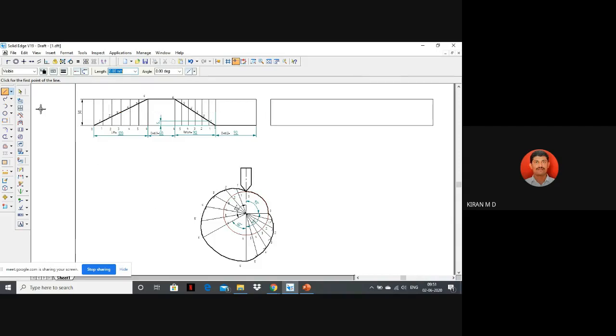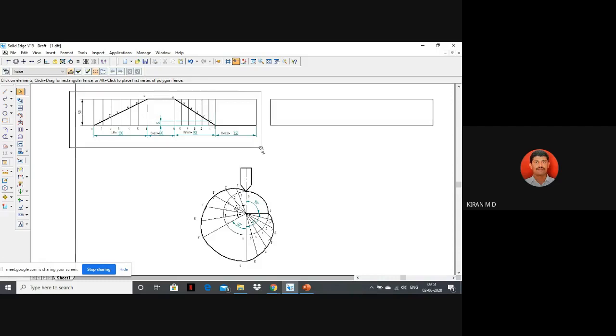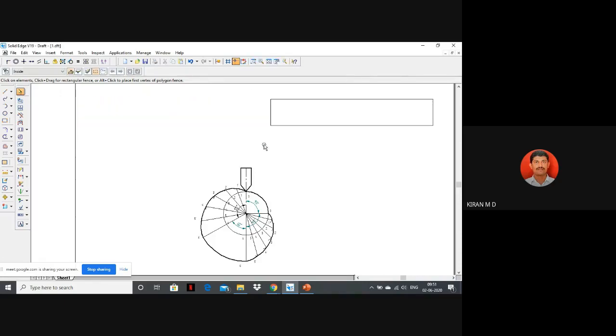The first step. Yes, sir. Okay, so I will delete this and explain clearly. Now this length is 360 degrees and this height is the stroke length. So now we need to divide this as per the conditions we have got.